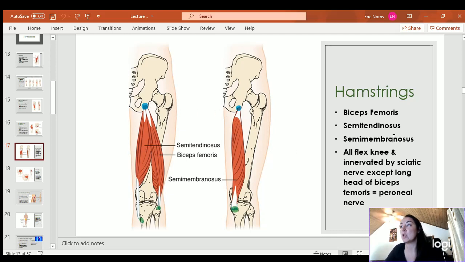And all of them flex the knee, and all are innervated by the sciatic nerve except for the long head of biceps femoris. The long head portion is innervated by the peroneal nerve. You know, the long head had to choose something else. He thought he was a little better than everybody else.